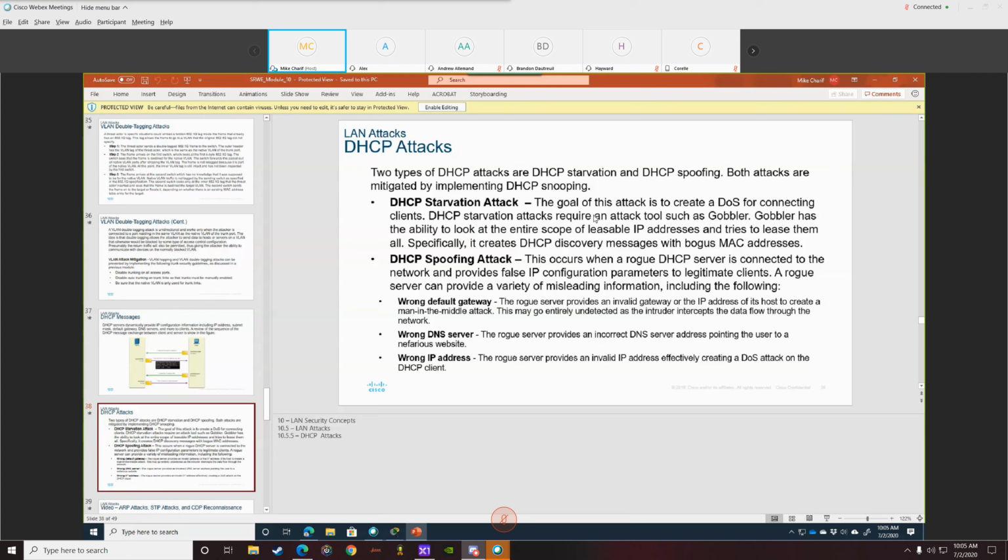So if a user wants to communicate with a server or something like that, they need an IP address. At this time, the attacker will have a rogue, illegitimate DHCP server. So the client is going to get an IP address from the illegitimate DHCP server, actually from the attacker. And once you get an IP address from the attacker, the attacker will control the whole conversation.